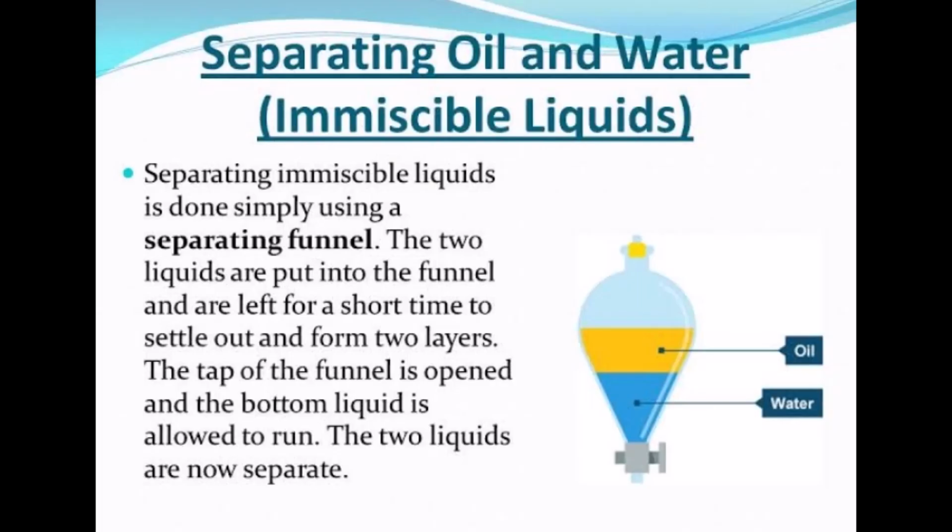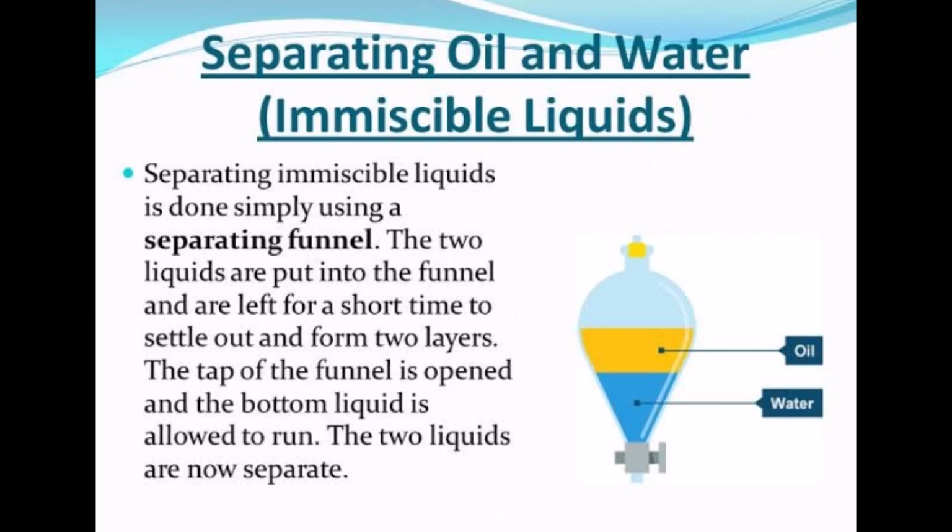So now let us find out how to separate oil and water, which are immiscible liquids. Separating immiscible liquids is done simply using a separating funnel. The two liquids are put into the funnel. You can look at the picture. This is the separating funnel. The two liquids are put into the funnel and are left for a short time to settle out and form two layers. It means we put the mixture in this funnel and let them stay for some time.